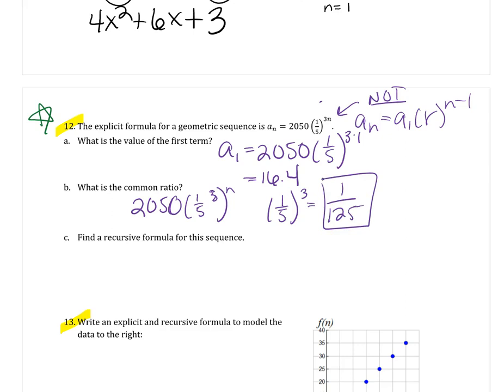So putting it all together, recursive needs two parts. Our first term, which I know is 16.4, and the second part, which is based on the previous term. So if you want to use the previous term to get the next term, we're going to take a sub n minus 1, the previous term, and multiply that by 1/125.